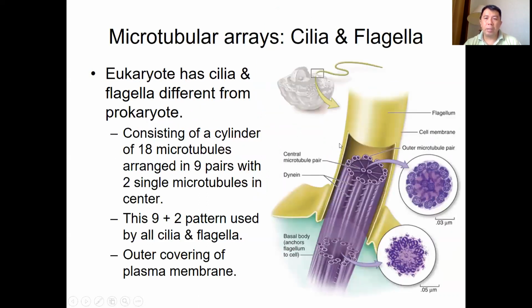So cilia and flagellum, look here, they contain 18 microtubules. They got 18, that means each got 2. And then in the center, they have 2 microtubules. So this pattern is known as the 9 plus 2 pattern. Compared to the centriole, which is 9 plus 0, it's different.